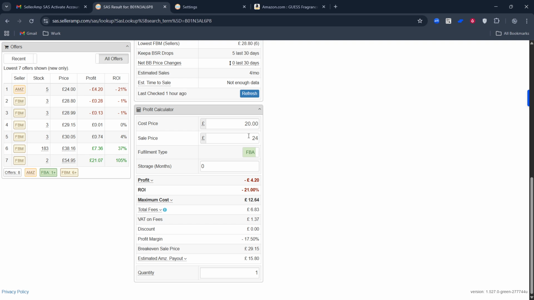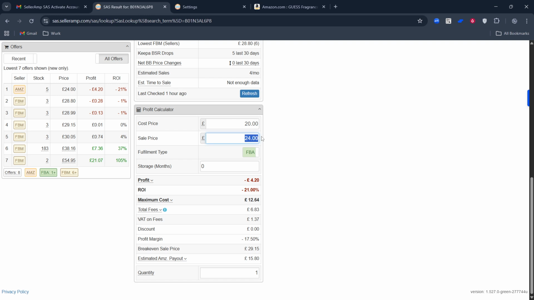Begin with your buy cost. Type in what you'll actually pay to acquire the item, including the product cost and any shipping to get it to you. If you have discounts, coupons, or cashback you're counting on, reflect those as well. A handy tip: Selleramp lets you type simple math right into the field, so you can enter something like 10 plus 2 minus 1 to represent a price, shipping, and discount, and it will compute it for you.